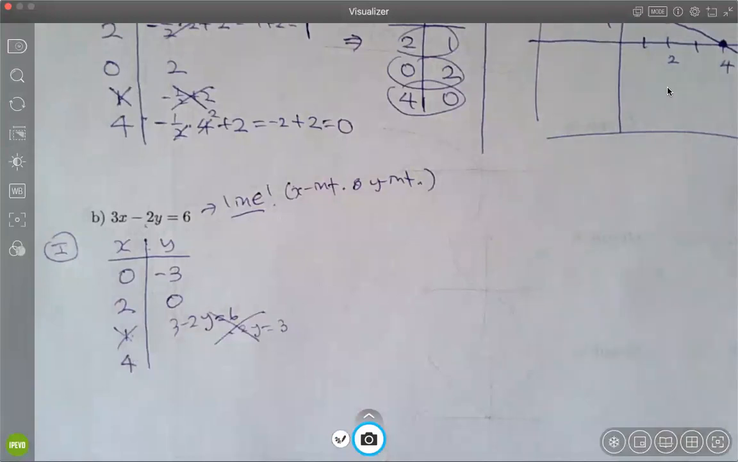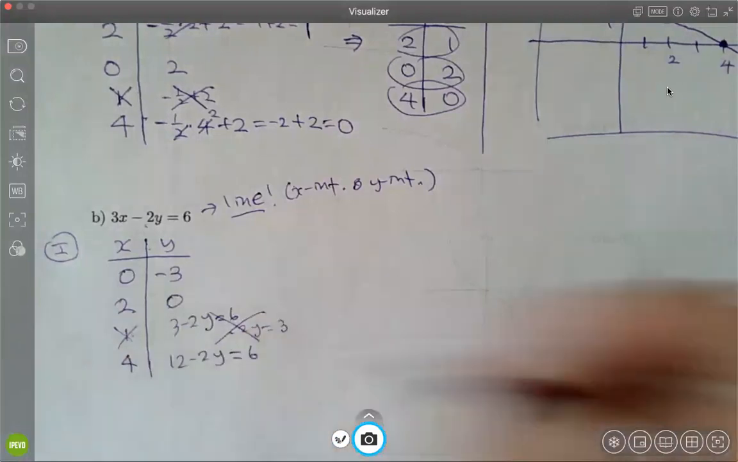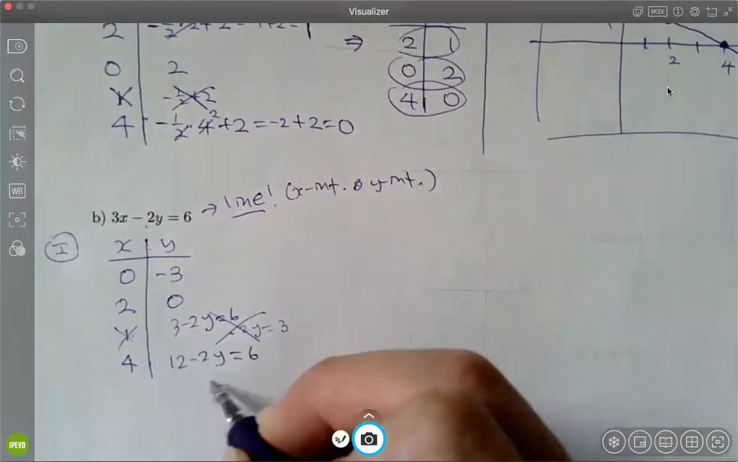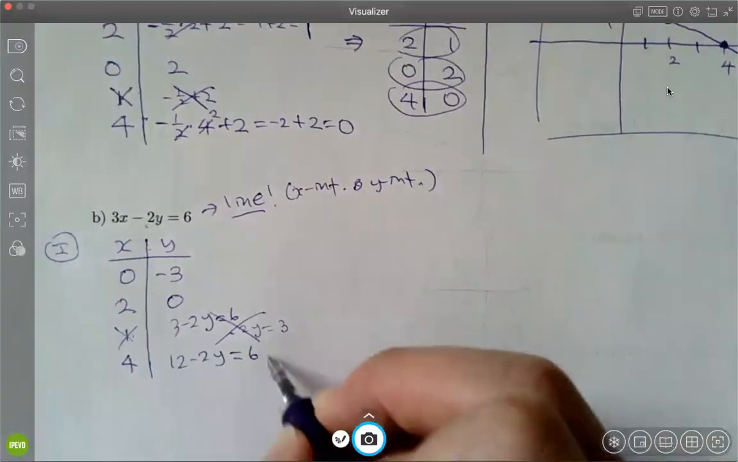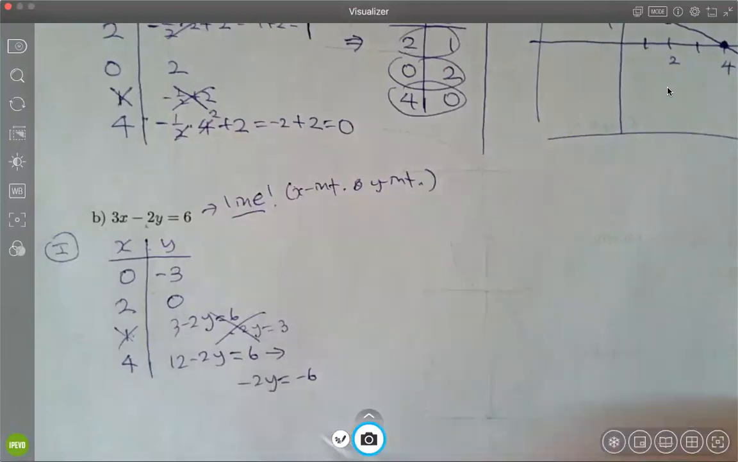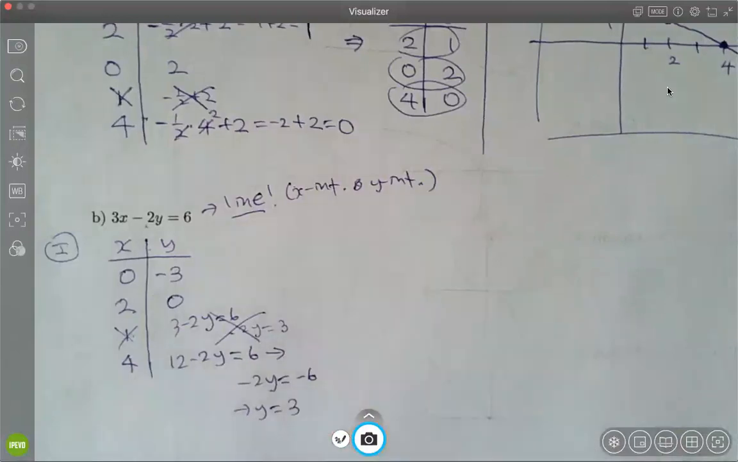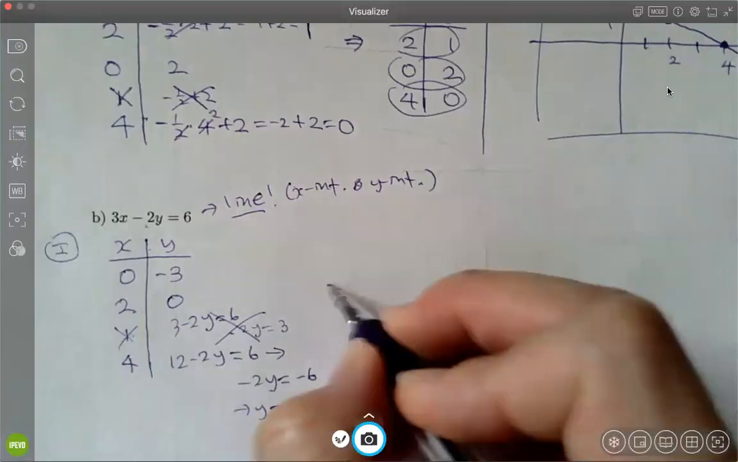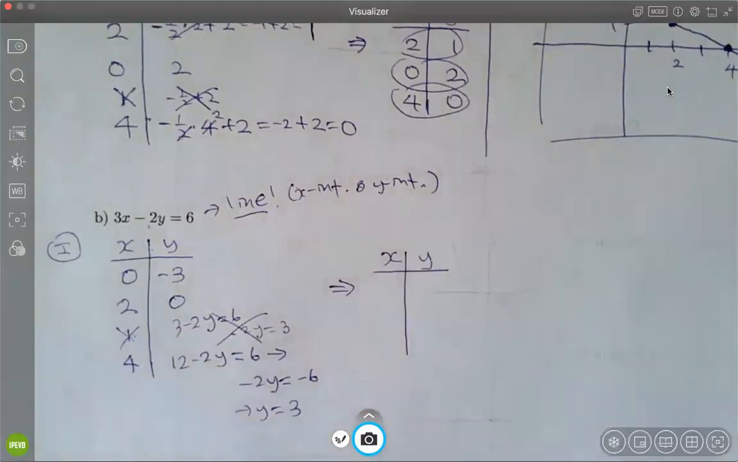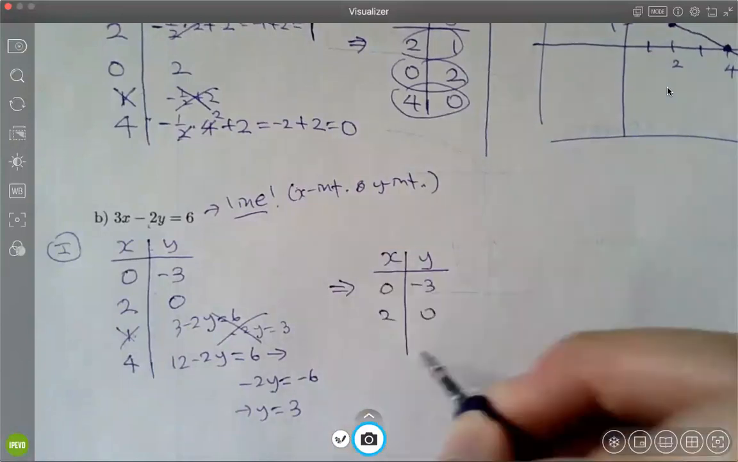So what do you get? 12 minus 2y is equal to 6, right? By subtracting 12, -2y is equal to -6. By dividing by -2, y is equal to +3, right? So to clean things up, what are the three ordered pairs that we get? (0, -3), (2, 0), and (4, 3), right?